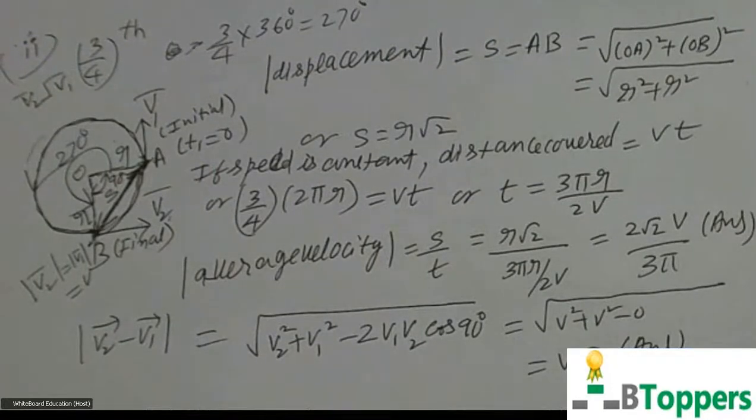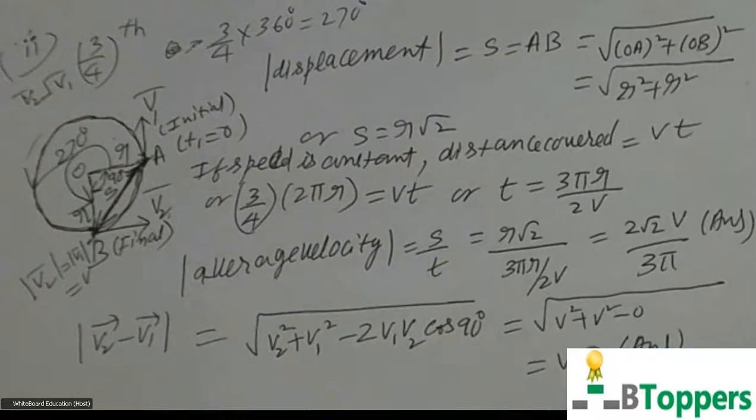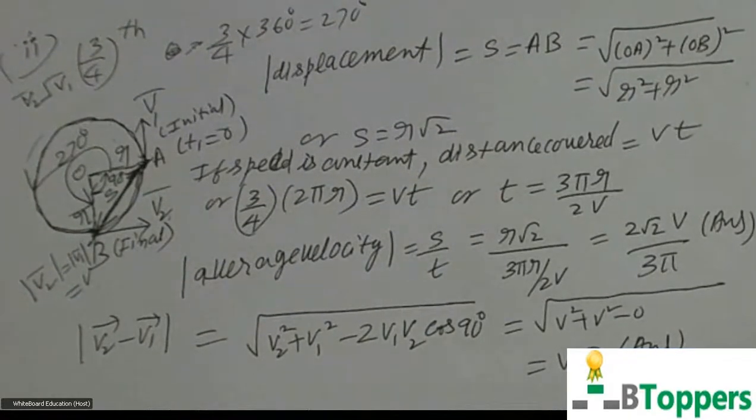You can also use the earlier formula I discussed in the first question. Mod of v2 bar minus v1 bar, you can write 2v sin theta by 2. Here the angle between the two vectors should be taken as 90 degrees. Those who want to copy the solution of this problem can take a pause and copy it.